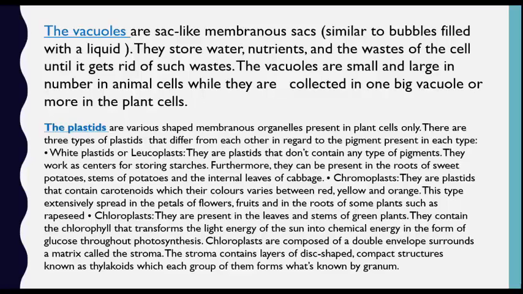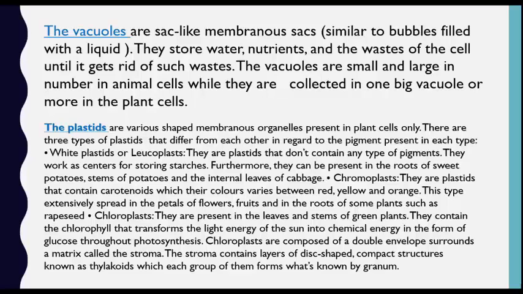The third kind is chloroplasts. Chloroplasts are the green plastids. They are present in the leaves and stems of green plants. They contain the chlorophyll that transforms the light energy of the sun into chemical energy in the form of glucose throughout photosynthesis.